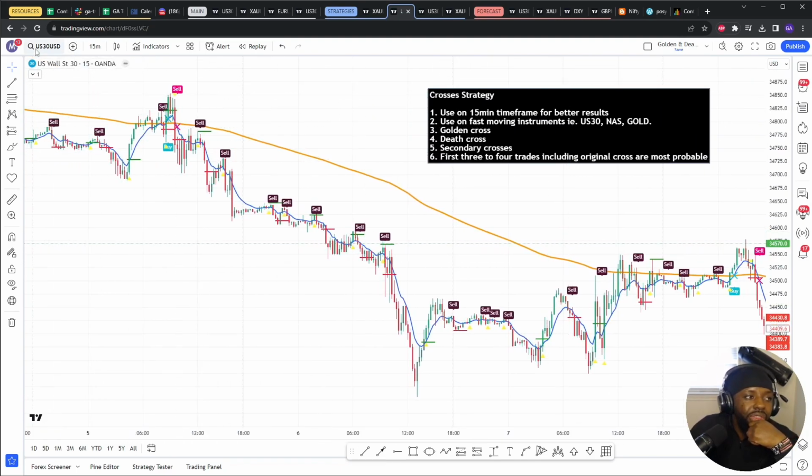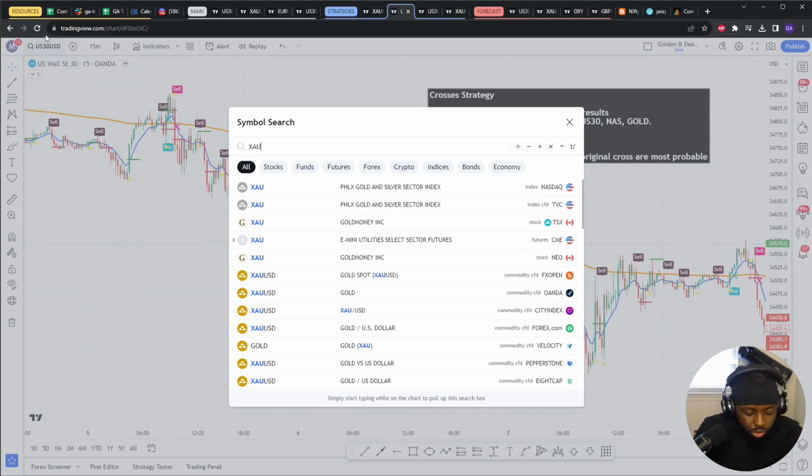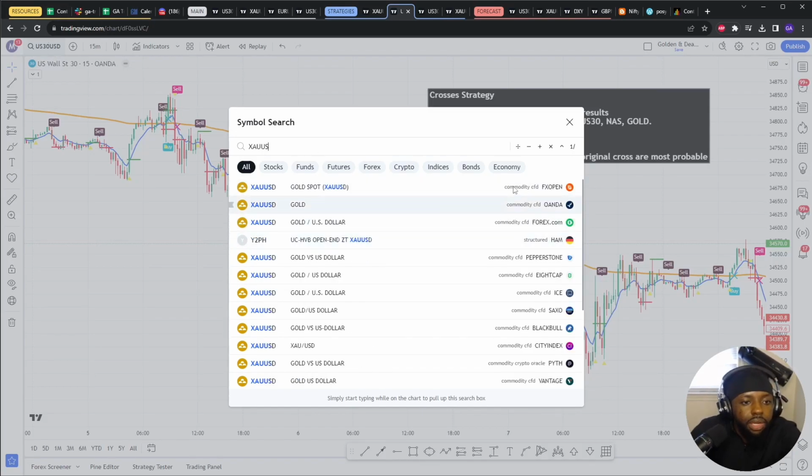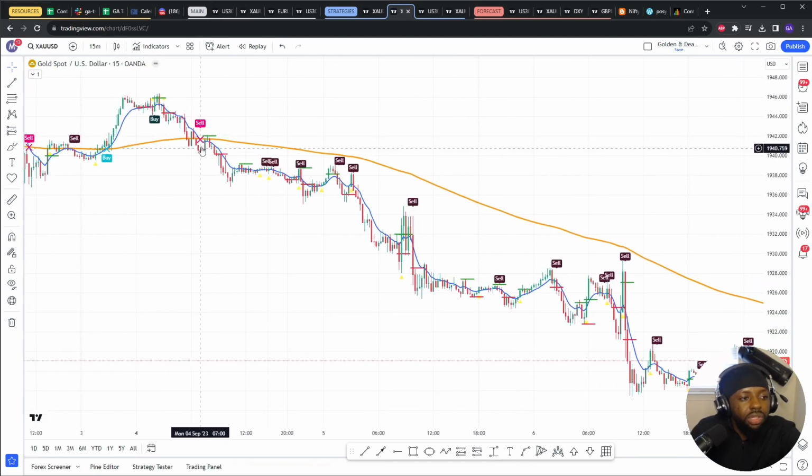But again, this is another one. So this is on US 30. If we look at it on gold, we should see a similar result right here, right? So after this sell happened, there's this.